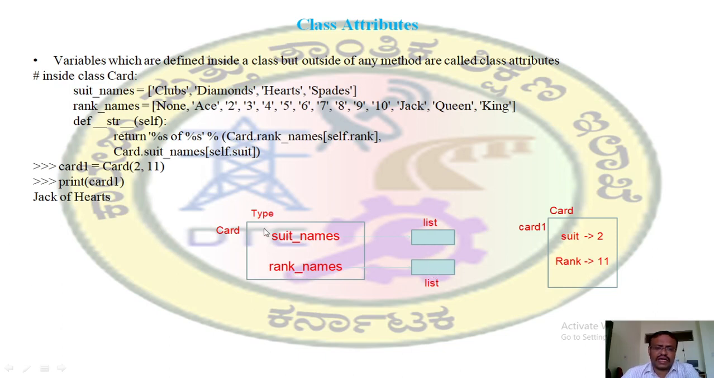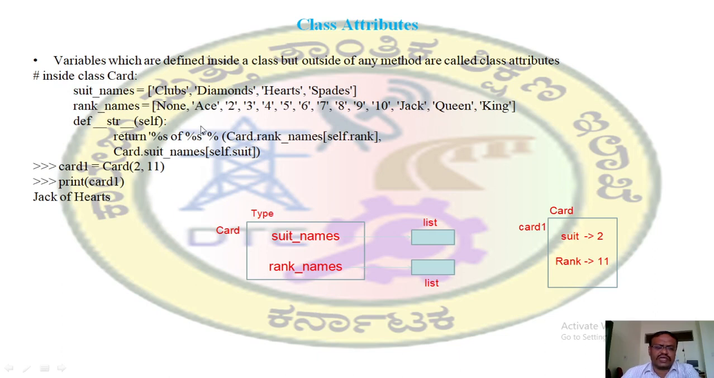We have two lists, and I am creating an object of the given class called Card, and that is going to have the value suit equal to 2 and rank equal to 11. Suit equal to 2 in the sense of 0, 1, 2. So hearts is the suit 2, and rank 11 means 0 1 2 3 4 5 6 7 8 9 10 11, right?